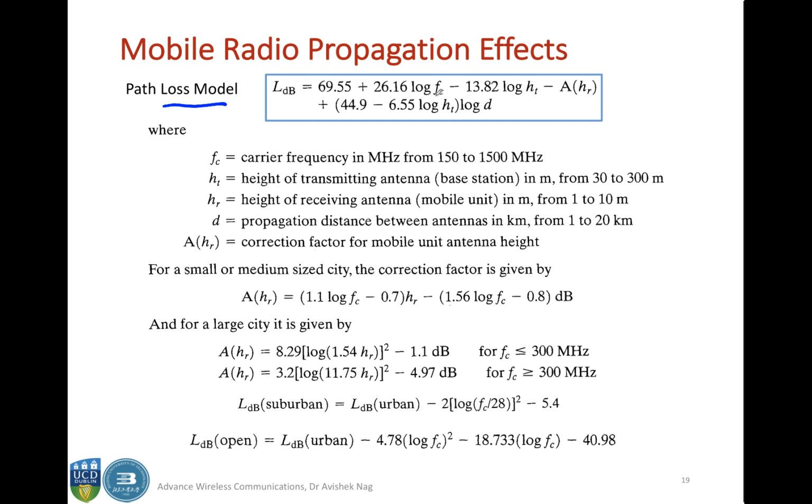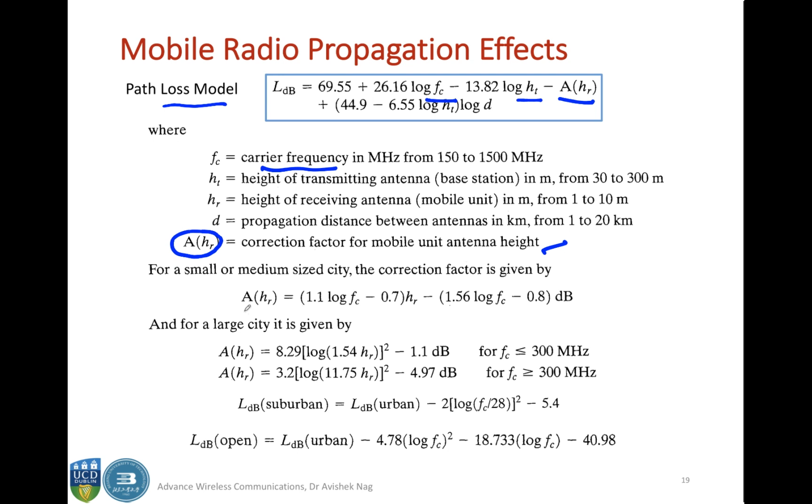So you can see that the path loss is dependent on FC, the carrier frequency in megahertz. The path loss is also dependent on the height of the transmitting antenna. It is dependent on the height of the receiving antenna and also the distance d between the two antennas. Okay. So there is a function a of HR, where HR is the height of the receiving antenna. So this is a correction factor for mobile unit antenna height.